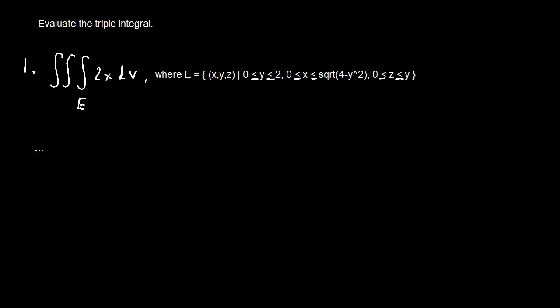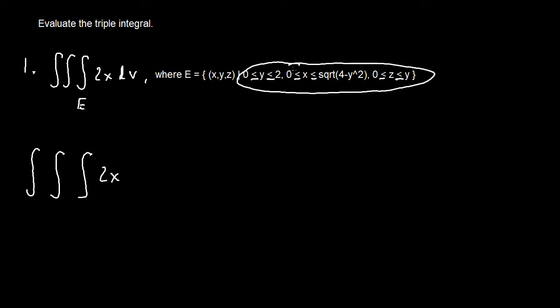So if I rewrite the integral here of 2x, now remember that whichever of the bounds contain variables, those are the ones we usually put on the inside integral.